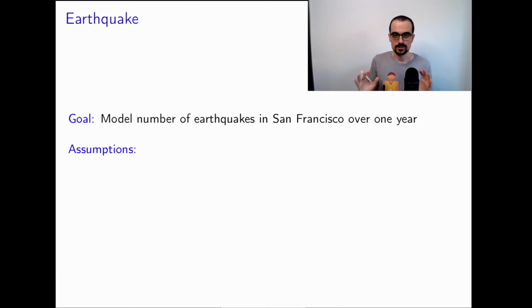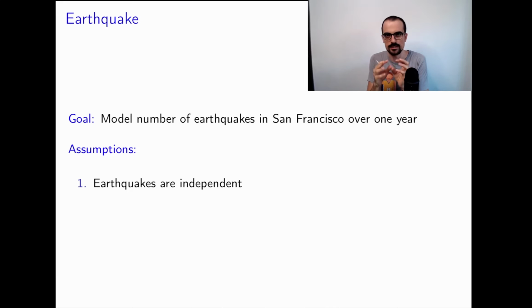So what are the assumptions that we're going to make when we want to model the number of earthquakes in San Francisco over 1 year? We're going to assume that the earthquakes are independent, as usual. Like a lot of deriving parametric distributions, we just assume independence all over the place. I mean, that's just how we do probabilistic modeling.